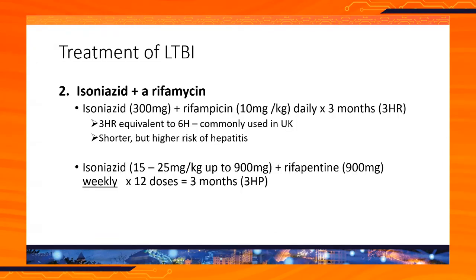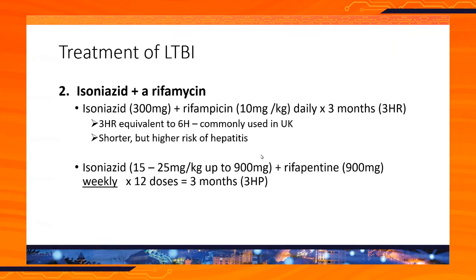The second type of treatment is to give isoniazid with rifampicin, which is in the group of drugs that includes rifampicin. And so, for example, in the UK, it's a common practice to treat with isoniazid 300 milligrams and rifampicin 10 milligrams per kilogram daily in adults. And the big advantage of this is it's for 3 months, much shorter, but with a higher risk of hepatitis, the main side effect.